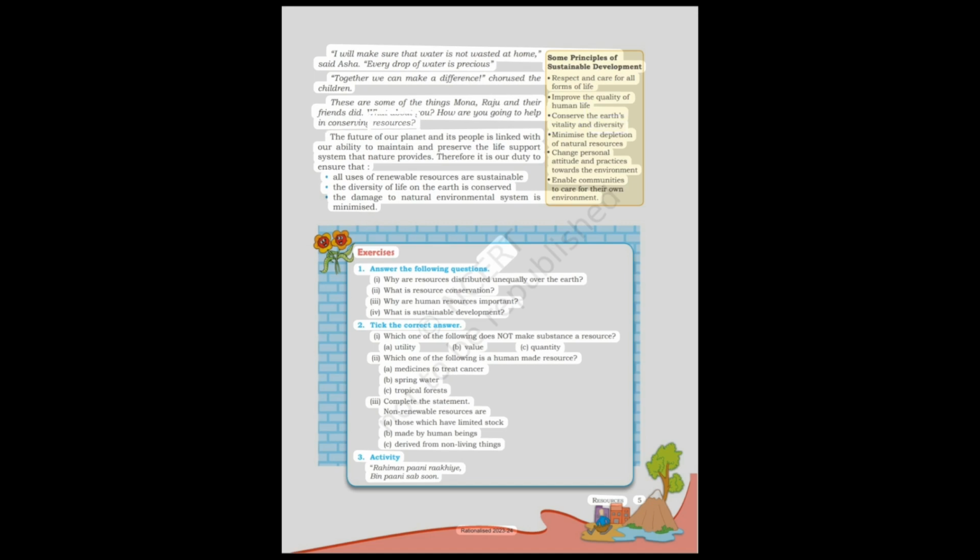In conserving resources, the future of our planet and its people is linked with our ability to maintain and preserve the life support system that nature provides. Therefore, it is our duty to ensure that all uses of renewable resources are sustainable. Minimize the depletion of natural resources. Change personal attitude and practices towards the environment. Enable communities to care for their own environment. Conserve the diversity of life on the earth. Minimize the damage to natural environmental systems.